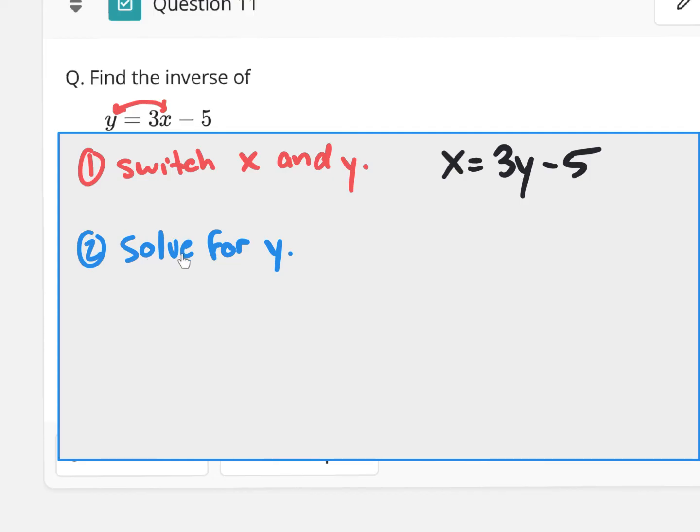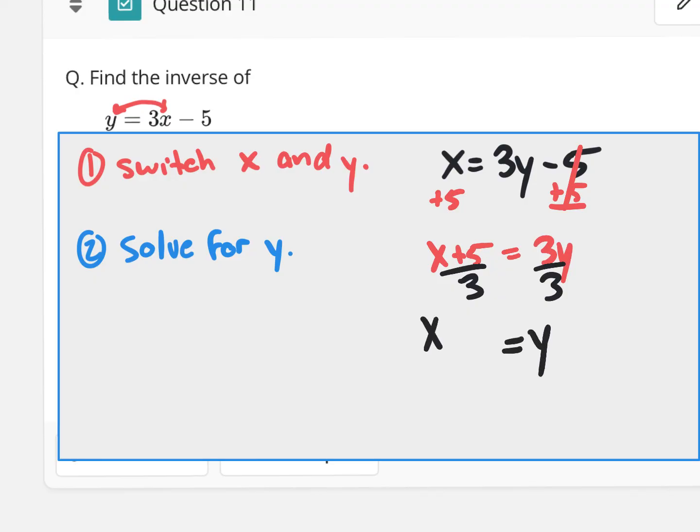And now we need to solve for y. So y is in here. I need to get y by itself. That's what it means to solve for y. So add 5, cancels out, add 5. You end up with x plus 5 equaling 3y. Final step, divide by 3, divide by 3. Y equals x plus 5 over 3.